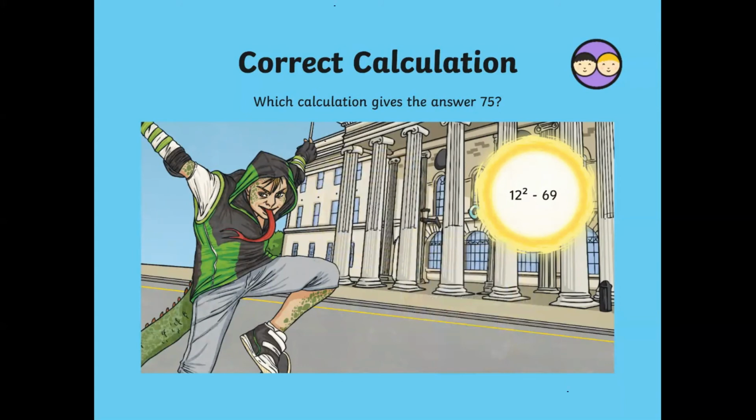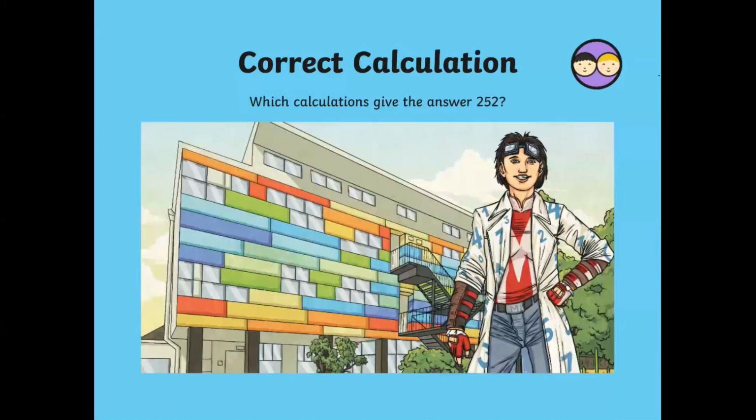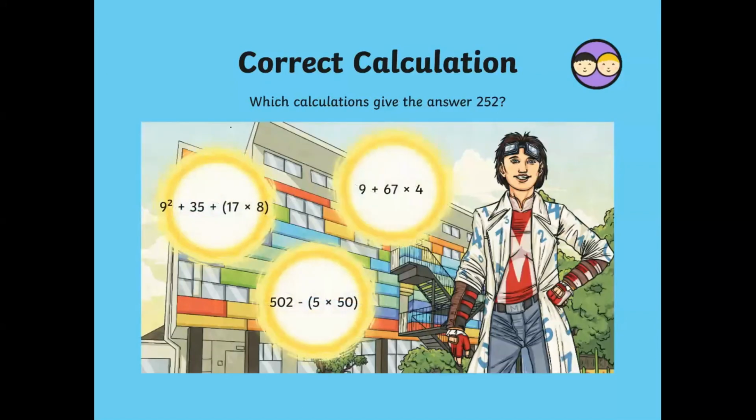Okay, so I assume you've completed all 3 questions, and the answer is 12 to the power of 2 minus 69, because 12 to the power of 2 gives us 144, and 144 minus 69 gives us 75, and that was the only one with the answer of 75. So let's try this again with the second example. Which calculation gives us the answer of 252?